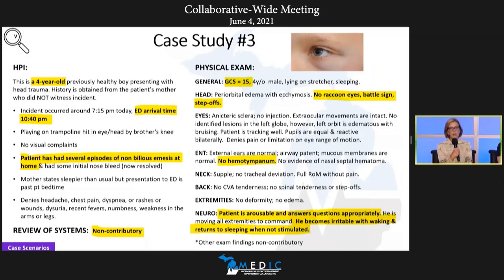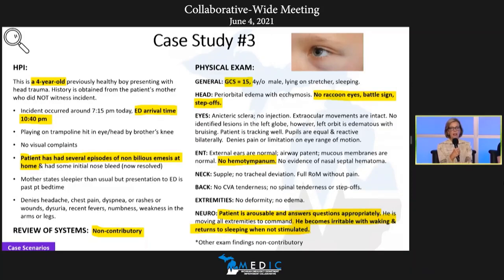The head is described as having some periorbital edema with some ecchymosis, but no raccoon eyes or Battle's sign or step-offs. Otherwise, the eye exam is pretty unremarkable. Everything moves well. The patient tracks well. He doesn't have any pain or limitation on range of motion. His ENT exam is otherwise unremarkable. There's no hemotympanum or evidence of any kind of nasal injury.